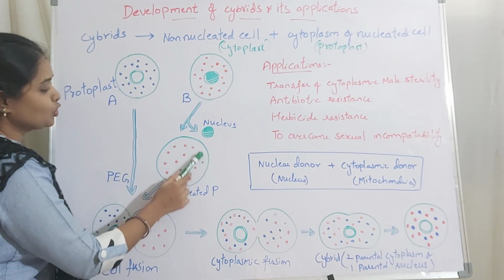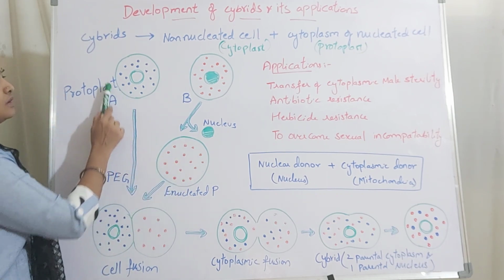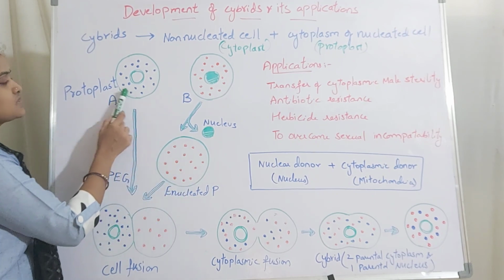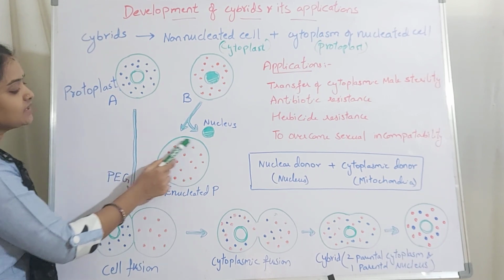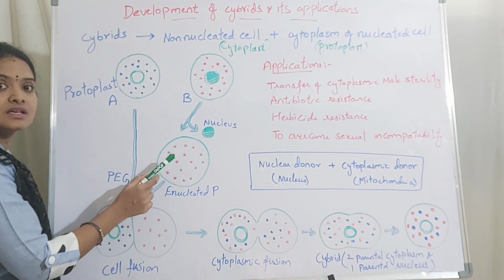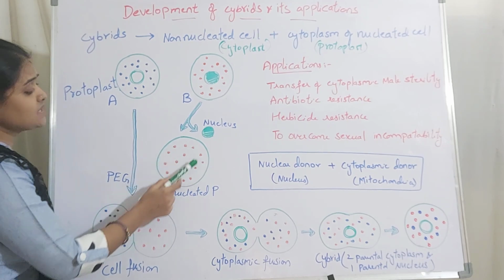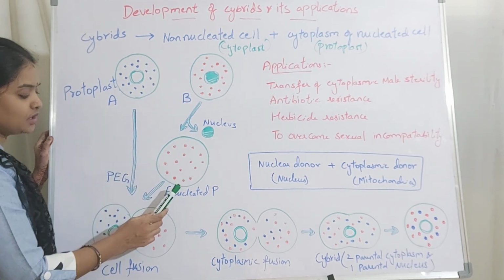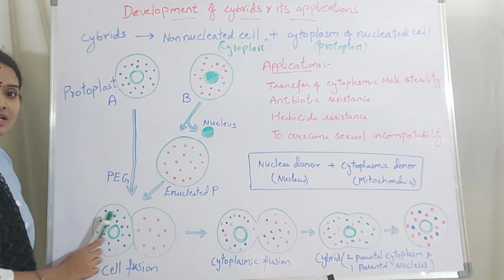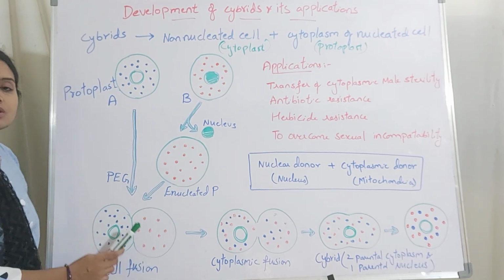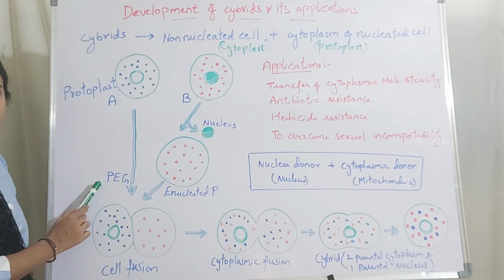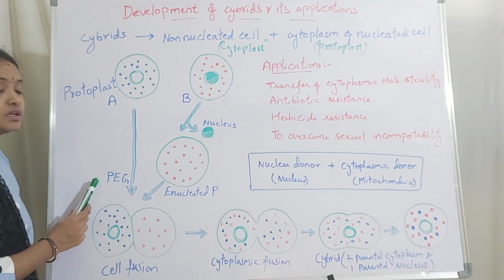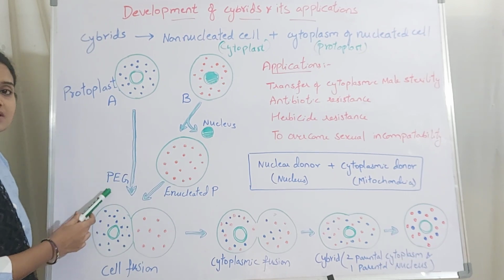Now this protoplast B, which you can call cytoplast B, is fused with protoplast A. Why am I calling it a cytoplast? Because it lacks a nucleus, right? But the cytoplasm and all other organelles are present. Now fusion of protoplast A and cytoplast B will result in cell fusion, right? What is the involvement here? It is PEG, that is polyethylene glycol. What is the mode of fusion here? Is it induced or spontaneous? It is induced, right?